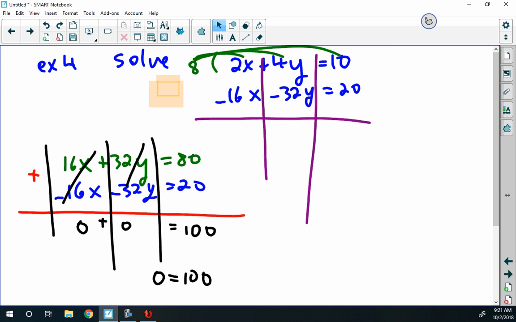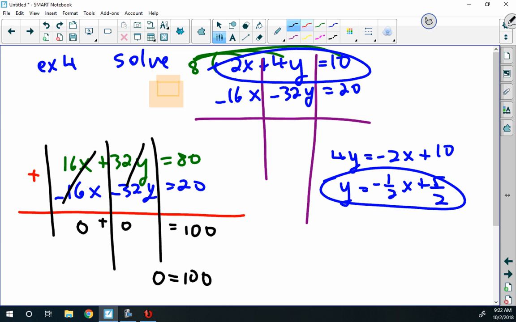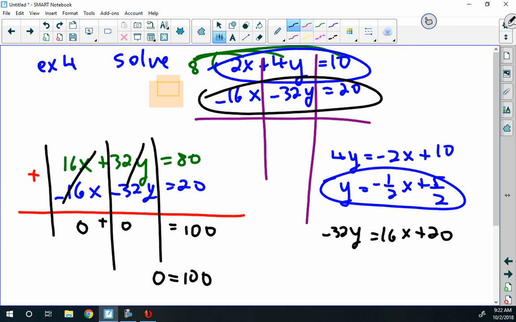Good one on you. If I were to take this first equation and solve it, I'll get 4y is negative 2x plus 10. And I'll get y equals negative 1/2 x plus 5/2. So that's what that equation is if I solve it. If I solve the second equation, I'm going to get negative 32y equals 16x plus 20. And I'll get y equals negative 1/2 x plus 5/8.